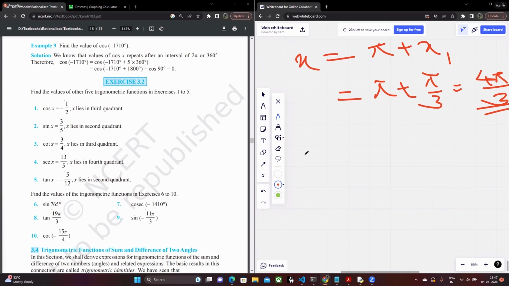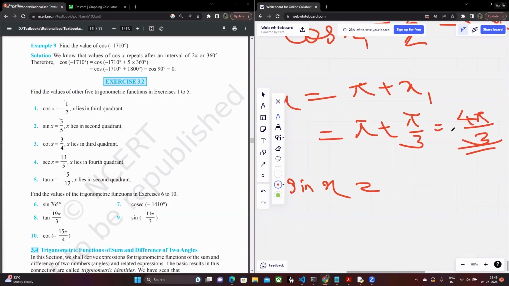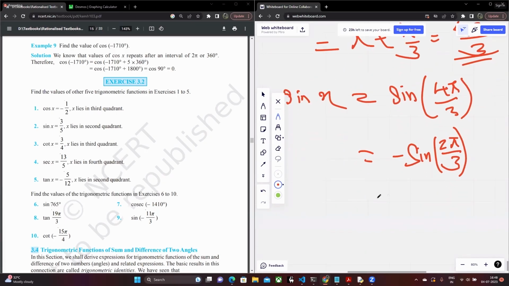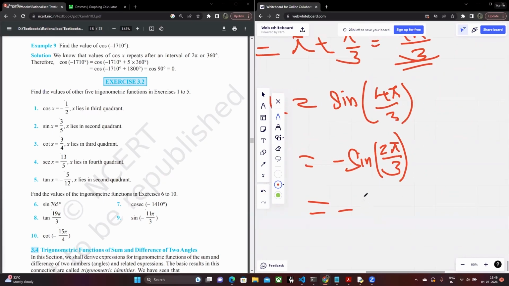You can write sin x is basically equal to sine of 4 pi by 3. This is minus sine of 4 pi by 3 minus pi, that is basically pi by 3, which is minus sine of 60 degrees, that is minus root 3 by 2.